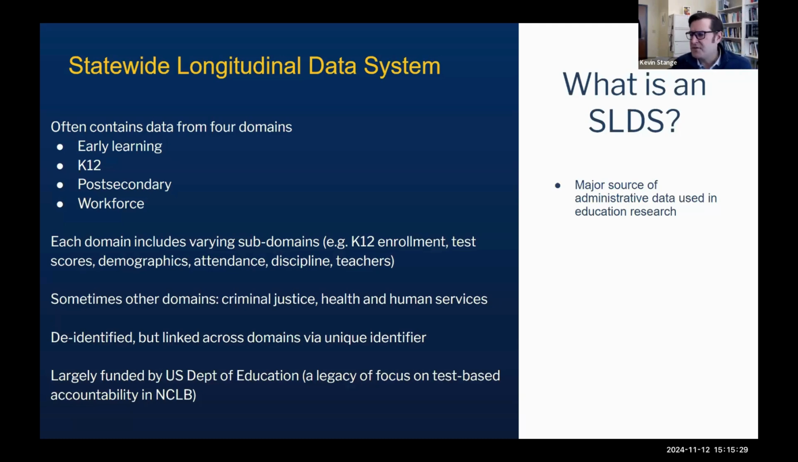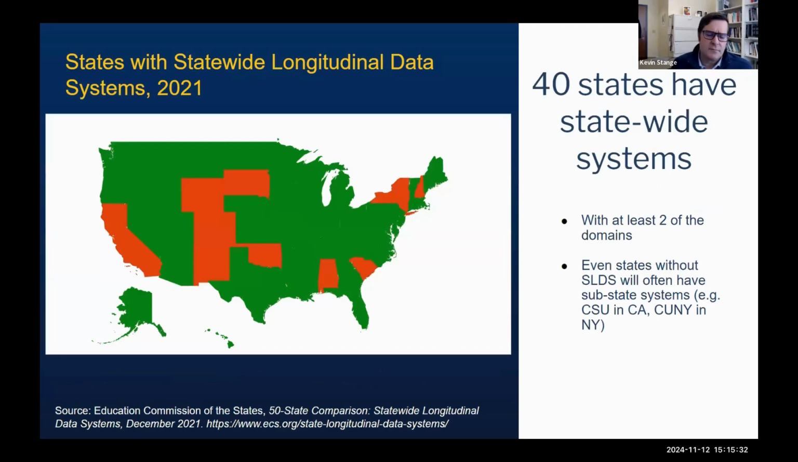So what does it look like across the country? This data is maybe a little bit dated by now, but I think the picture has not changed dramatically. As of 3 years ago, there were 40 states that had an SLDS that linked at least 2 of those domains. You could see those in green. This, I think, understates the extent of what's available out there, because there are some states like California and New York that have pretty well-developed systems, but just don't connect for the whole state. So in California, there's data on the Cal State system, in New York, the CUNY system, but sometimes those things don't connect to the other domains.